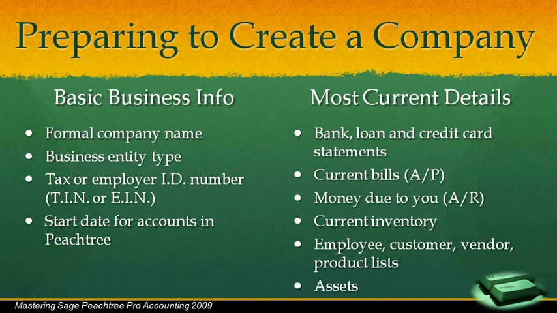We also need to have most current details about some of the transactions that are going on. For example, you should have bank, loan, and credit card statements. That way you can get your balances and even add in some entries if you need to. You also should have any current bills that you owe or your accounts payable, and money that's due to you or accounts receivable. Hopefully you have more AR than you do AP. If you have any current inventory, you should take a current inventory, make sure it's accurate, so that can be entered. And then again, any employee, customer, vendor, and product lists, as well as lists of assets like furniture, computer equipment, or vehicles. It sounds like a lot, and we want to have it all together when we first get started so we can have a good start to our file.